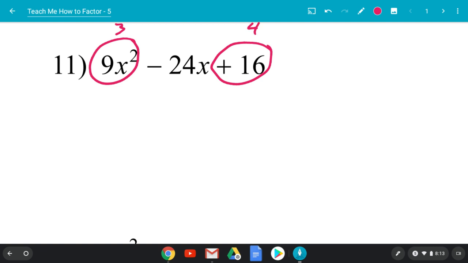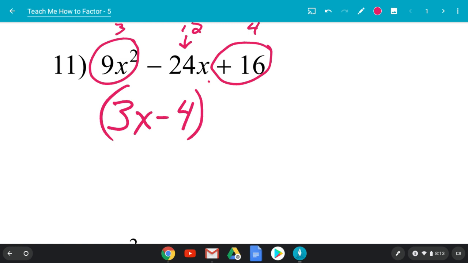What'd you do with those? 3 times 4 is 12, and then doubled it to see if it was 24, which it is. Okay, now you know it is a perfect square trinomial. Then what do you do? Three x minus 4 quantity squared.